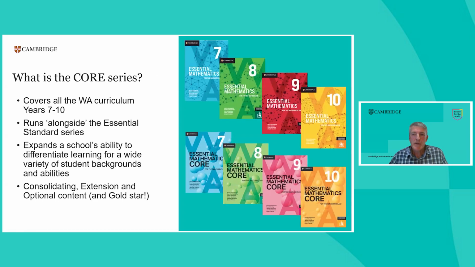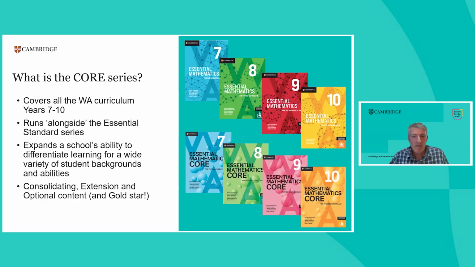So what is the core series? Well, the core series is designed to cover all the curriculum content for the Western Australian syllabus, including content to meet all the financial literacy, the modelling, and the digital content as well. For example, Pythagoras has moved from year 9 to year 8, algebra has been strengthened, time zones is now in year 7 and 8, and we've got the optional content at 9 and 10.